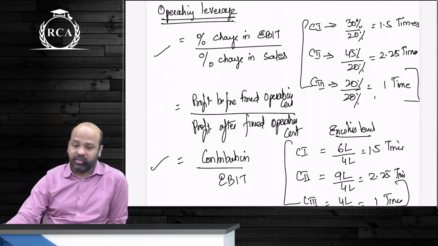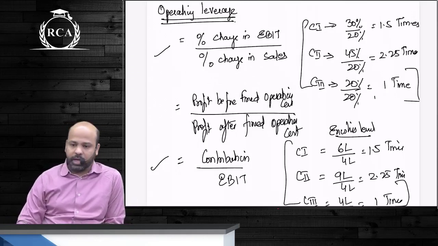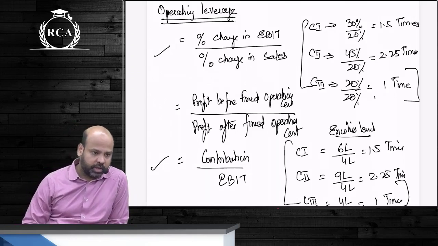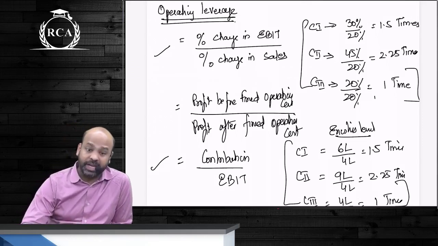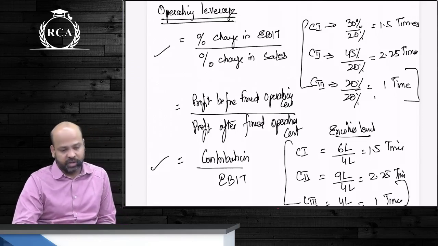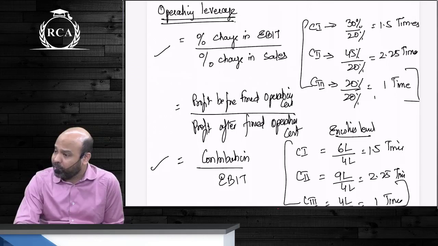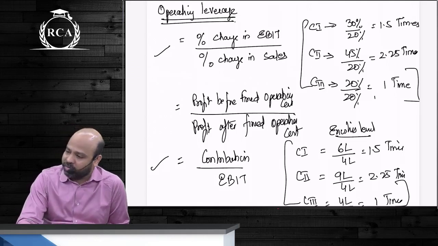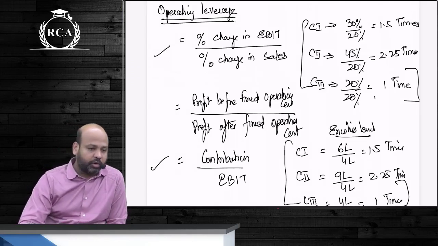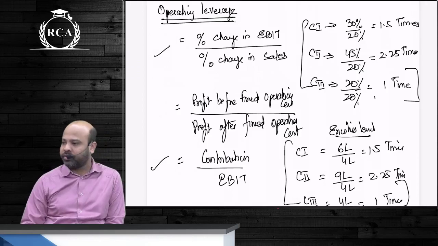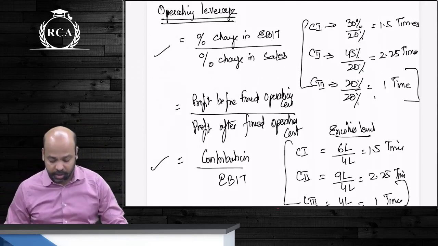Operating leverage, beta, is establishing a relation, guys, between your operating profit and sales on account of the presence of fixed operating cost. So that is why the formula for operating leverage is percentage change in operating profit divided by percentage change in sales. You can write percentage change in sales or contribution, one and the same. If your operating leverage is 2, it means every time your sales change by 1%, your operating profit is going to change by 2%. The other formula for operating leverage is profit before fixed operating cost divided by profit after fixed operating cost. That is contribution divided by EBIT.